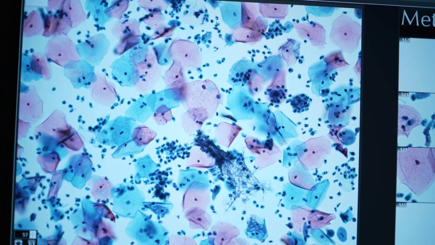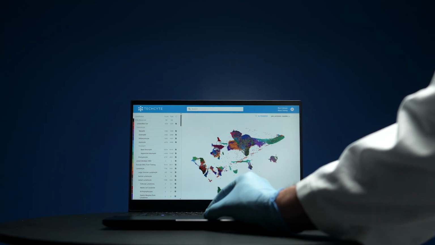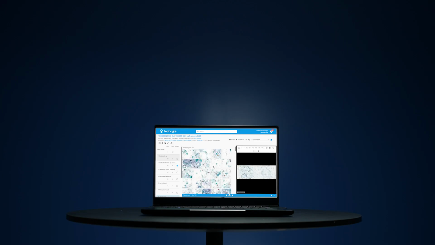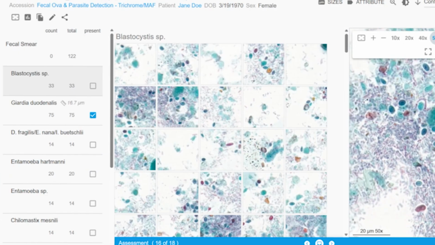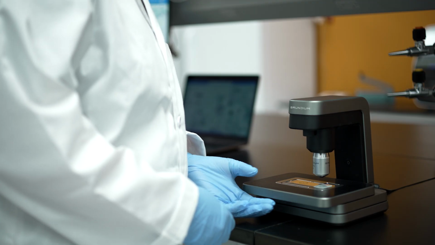AI is exactly capable of what you push it to do. When we as parasitologists look at a parasite like a protozoa, we see the essence of being Giardia. An AI model doesn't see it that way. It sees pixel densities and discrete textures that the human eye doesn't appreciate.